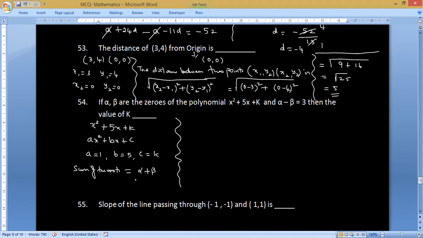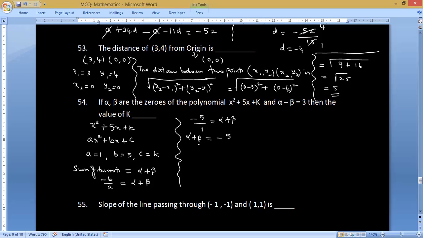So alpha plus beta is the sum of the roots. What is the sum of the roots according to the zeros of the polynomial? Minus b by a is the sum of the roots. So the sum of the roots is equal to minus b by a, which is equal to alpha plus beta. Then what is b here? Here b is 5, a is 1, then alpha plus beta is minus 5 by 1, which is minus 5.